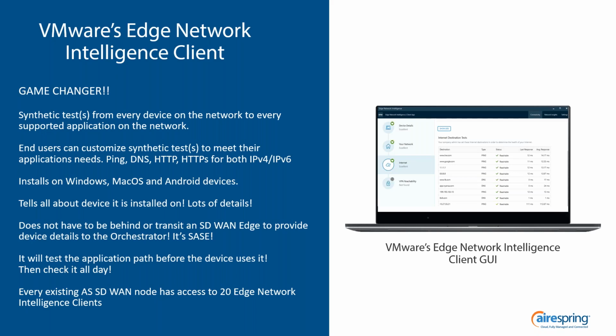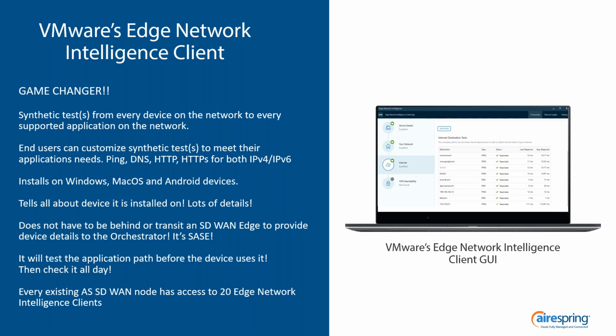It's a client that you get. You log into the orchestrator, go over to the ENI section, go under settings, go under client. Download it. It's right there. Put it on anything you want.